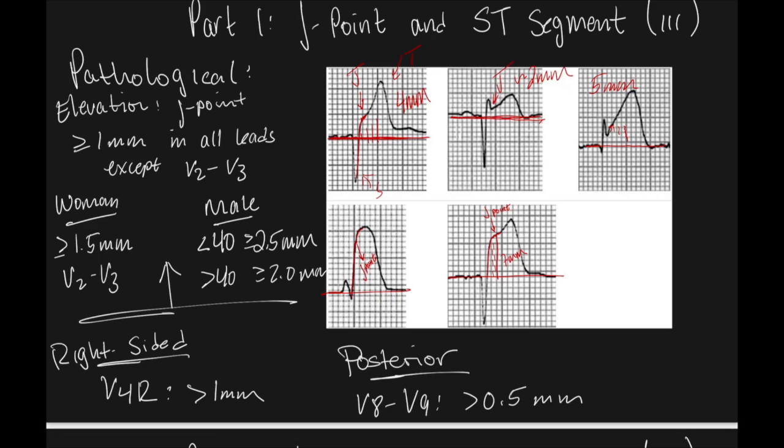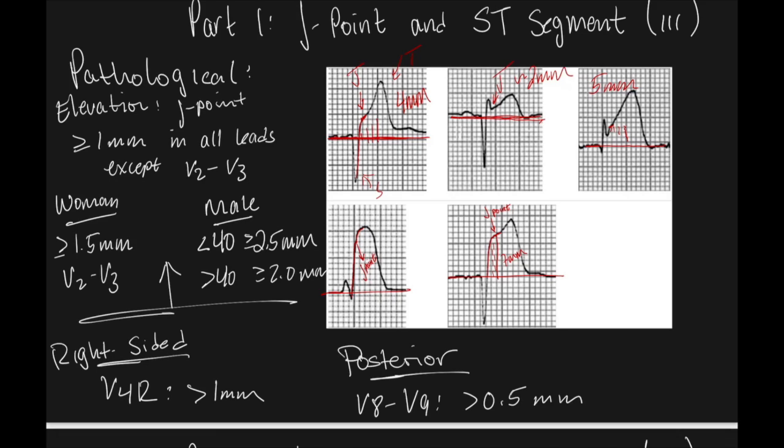So remember, when we look at a standard 12 lead, if there's elevation greater than 1 millimeter in any lead except for V2 through V3, I should say 2 congruent leads, right? Then that's concerning for a pathological finding.